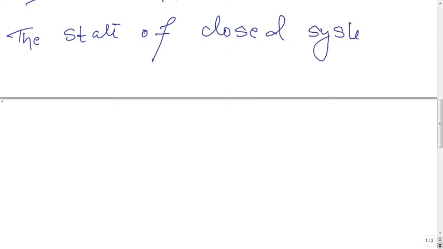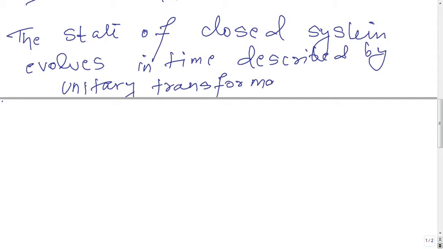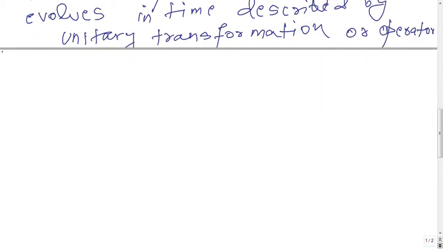The state of a closed system evolves in time, described by a unitary transformation, or operator. This is how a closed system evolves in time.